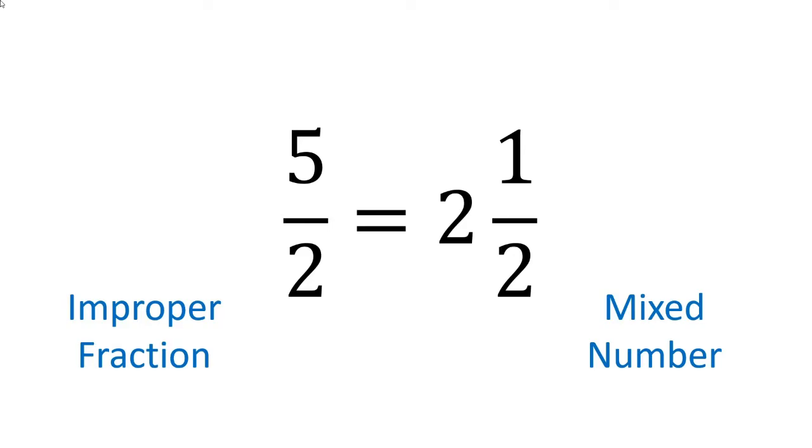Where the number on the top is bigger than the number on the bottom in that fraction form is called an improper fraction, and where the mix of whole numbers and fractions is called a mixed number. And what you might need to do is switch between improper fraction and mixed number form. Either go from improper fraction to mixed number, or from mixed number to improper fraction. And all it really is, is a bit of counting.